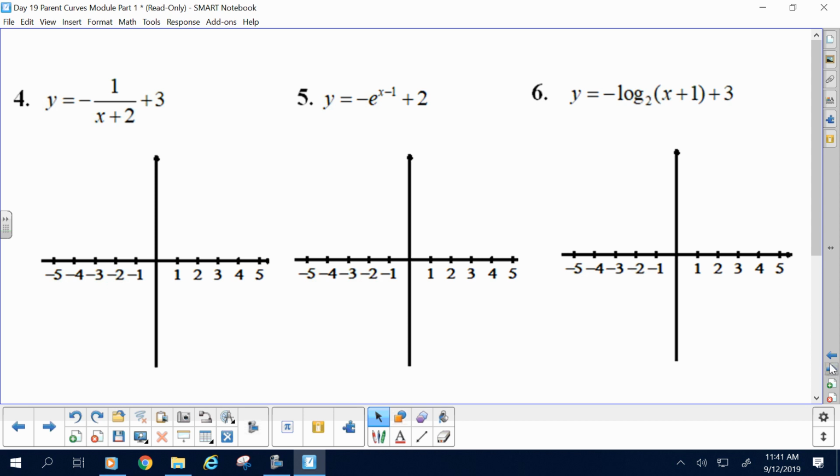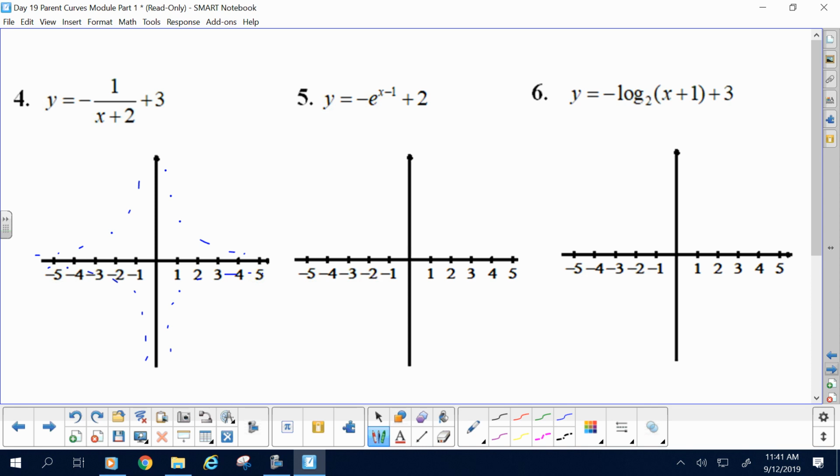Okay, so what's the shape of 1 over x? 1 over x. This deal here. What does the negative do? Instead of first and third, the negative makes it second and fourth. We do our reflections, then we do our shifts. What shifts?